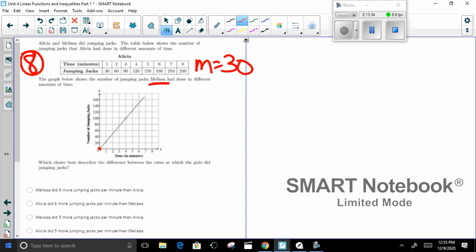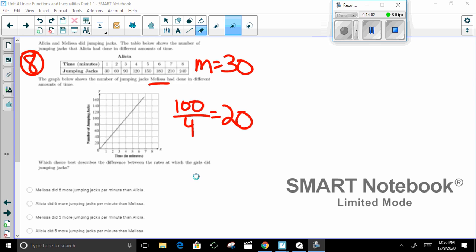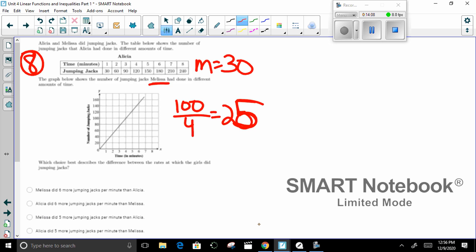So it looks to me like another point I have right up here. So I go up 100, and I rise, and I run right, and it's counting by ones, 1, 2, 3, 4. Hopefully you caught me, because 100 divided by 4, isn't that 25? I'm looking at this like, what's going on here? So Melissa did 25 jumping jacks every single minute, okay?